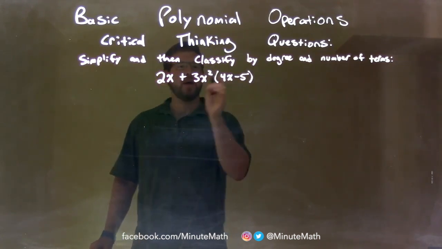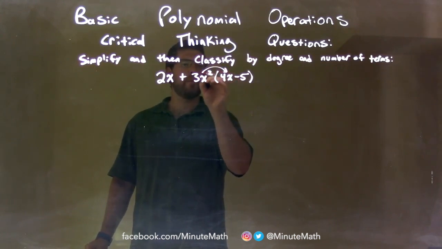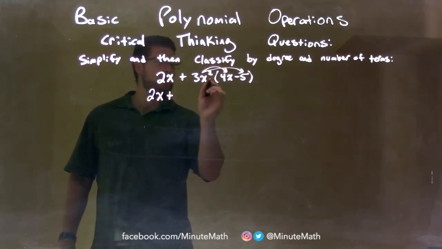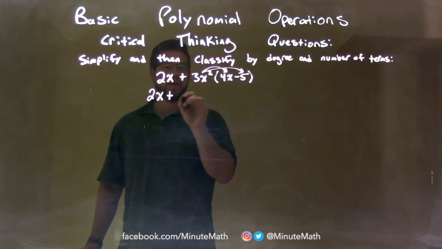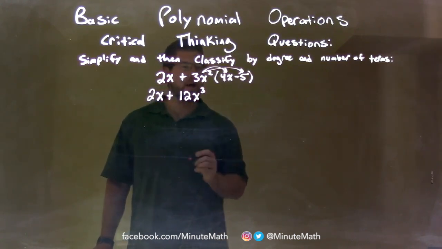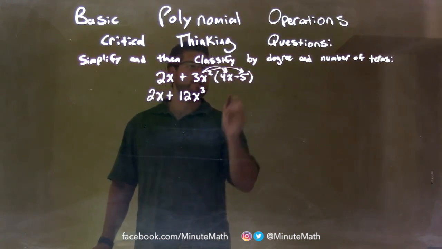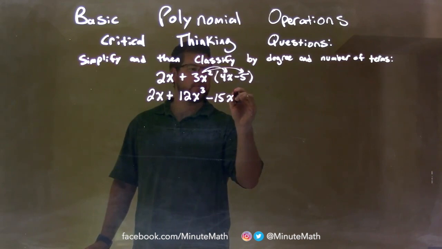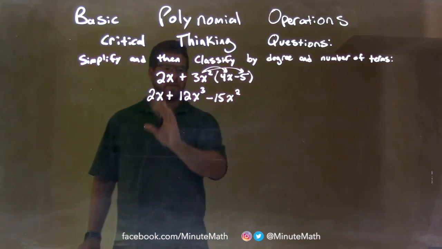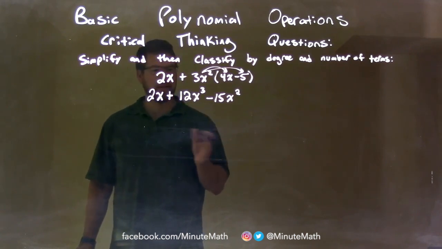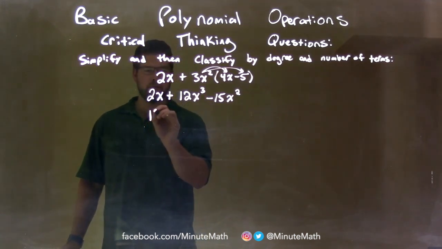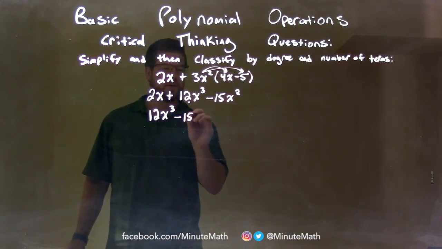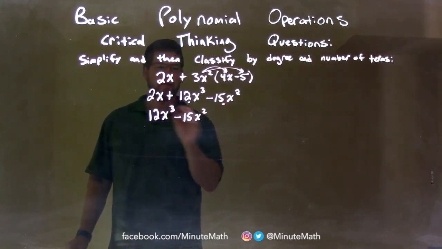Nothing I can do with that 2x, but this 3x squared I can distribute to both parts here. So 2x comes down. 3x squared times 4x is a 12x to the third power. Then 3x squared times a negative 5 is a minus 15x squared. So now I'm going to rearrange this to have my highest degrees first, and combine our like terms if there are, but there's not. So we have 12x to the third, that comes down right here. Then we bring down the minus 15x squared, and then plus 2x.